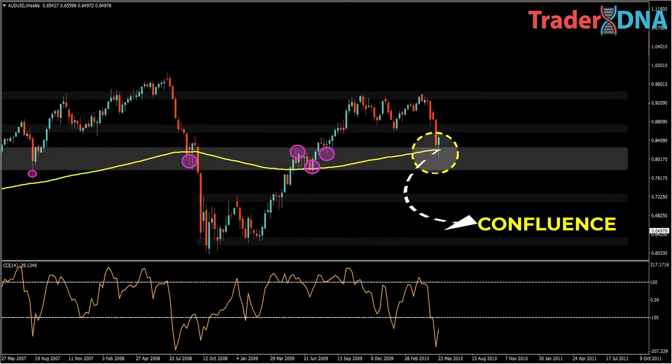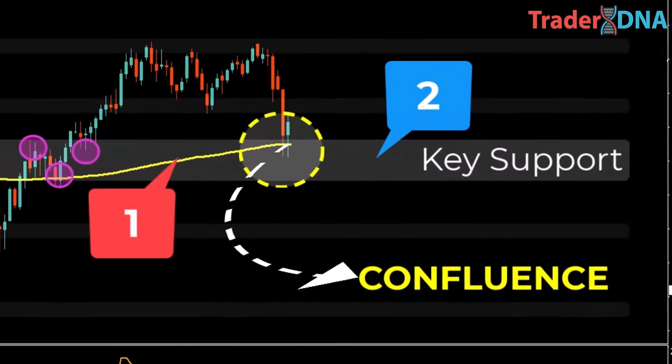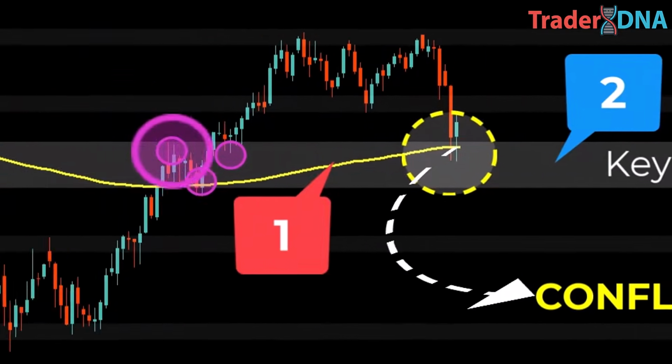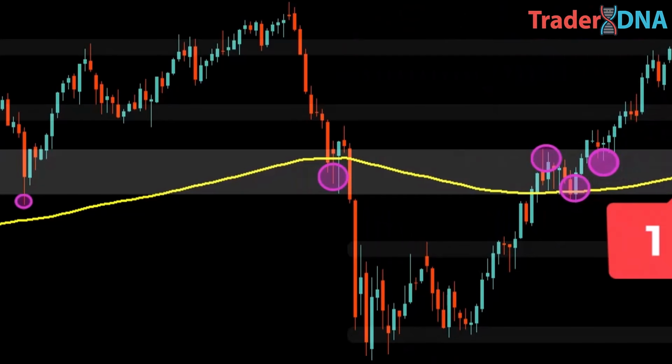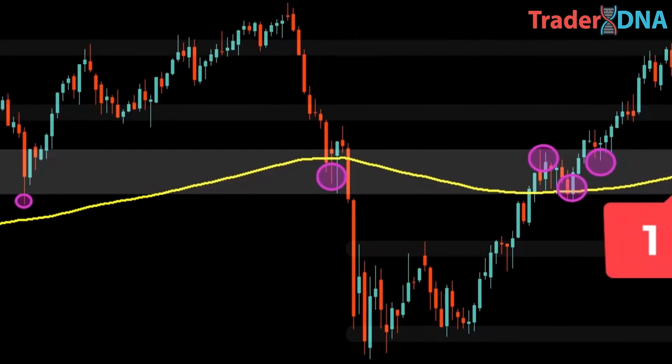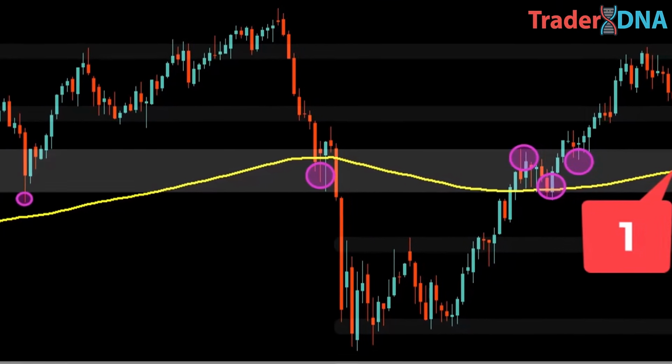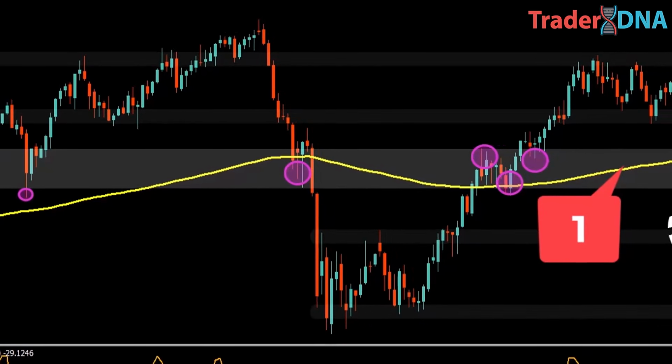You can't force them. You only take the trade when step 1, trend with EMA, and step 2, key support resistance line up perfectly. If they don't, you wait. No exceptions. Check out this chart as an example. Right here, we've got a key support zone. Notice how price reacts to this level over and over again. On one side, it acts as resistance, and on the other side, it flips into support. So when price comes back into this zone, that's your cue.